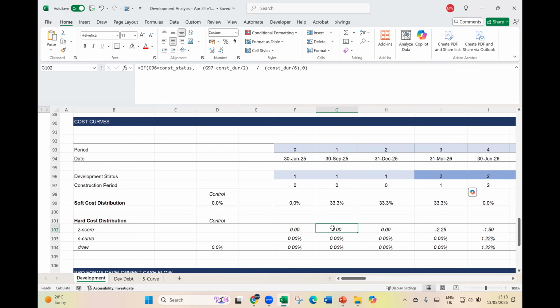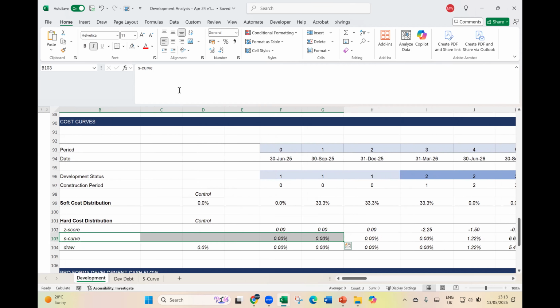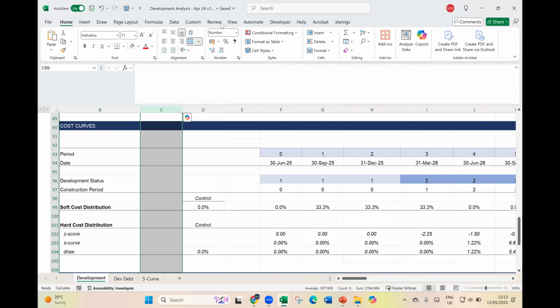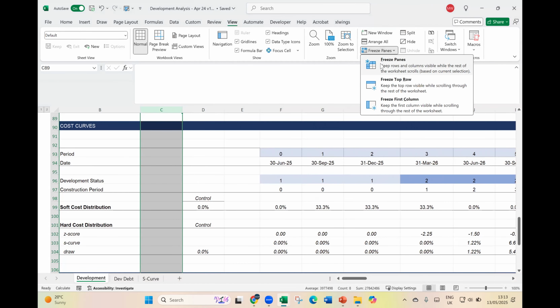And then what we have here is the hard cost distribution, is this idea of S curve. What is the S curve? The S curve is one, let me just fix here. View, that's a tip here. You can either split or freeze panes. I'm gonna freeze here.